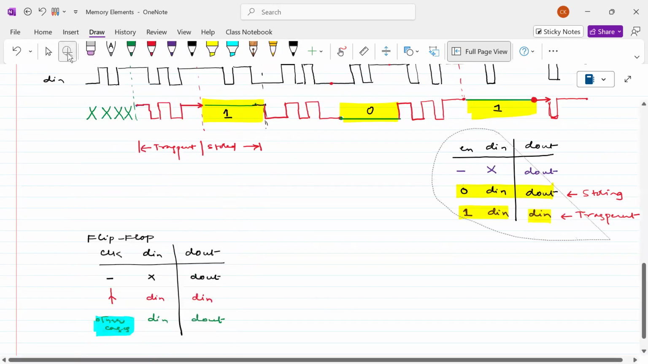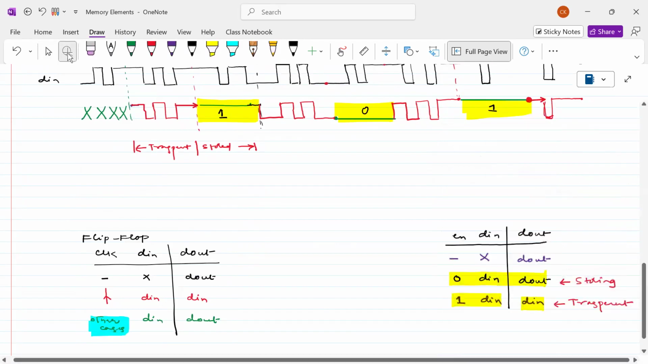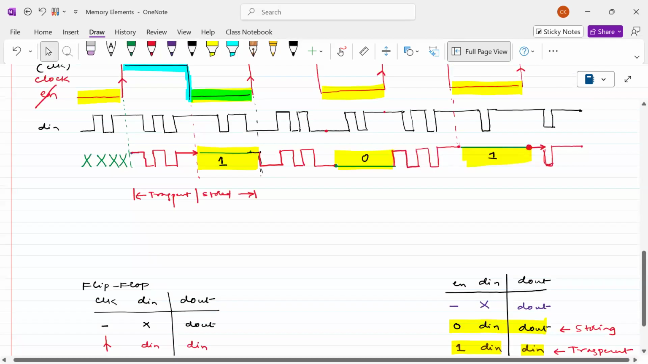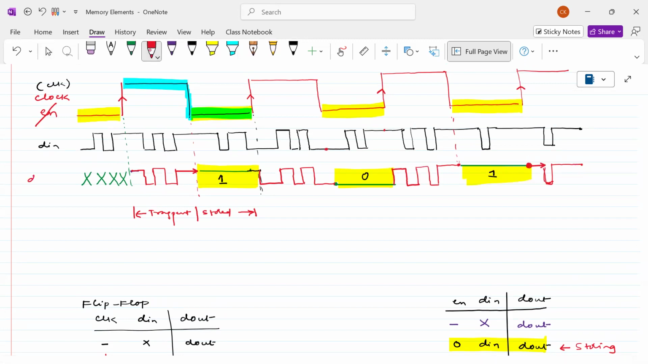Let us go and apply this. Shall we draw the clock signal for this? This is the D latch output. Now the D flip-flop output. Let me call this the D flip-flop; DFF stands for D flip-flop. What will happen here? Can someone help me according to this truth table?